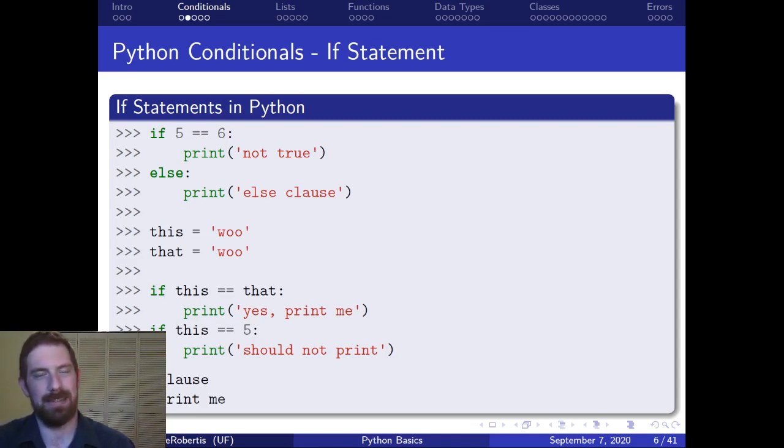We're going to be checking some kind of logical condition, and then we're going to do one thing if it's true, and we're going to do something else if it's false. So we can see an example here on the slide, and we can see here an if statement. If 5 is equal to 6, then it's going to print not true. Otherwise, else, it's going to print else clause.